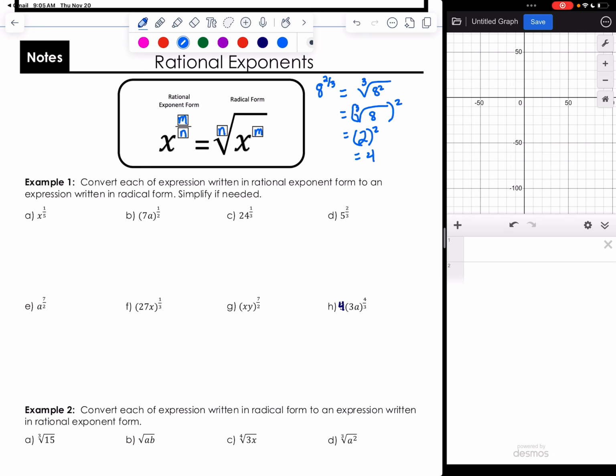Let's say we had 16 to the 1/4 power. Our denominator is 4, so we could rewrite this as the 4th root of 16 to the 1 power. Now, the 4th root of 16 is 2, and 2 to the 1 power is simply 2. So 16 to the 1/4 power would be 2.